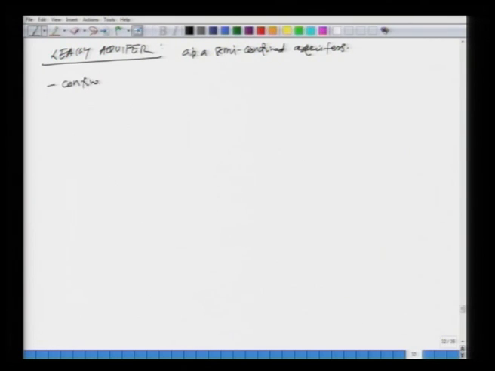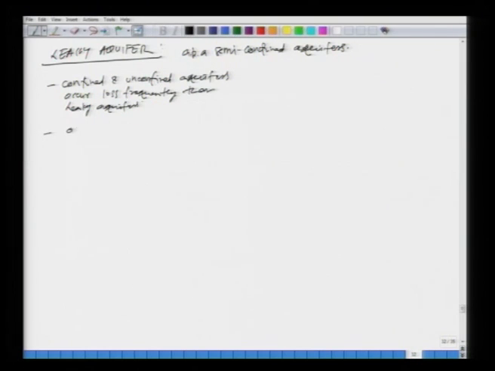The confined and unconfined aquifers actually occur less frequently than the leaky aquifers. So, leaky aquifers are in fact more frequent. Okay. So, this is important to understand.